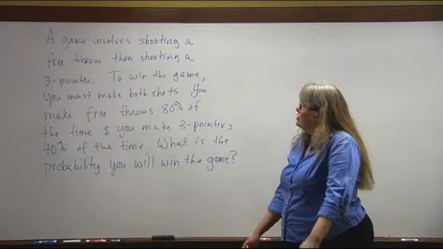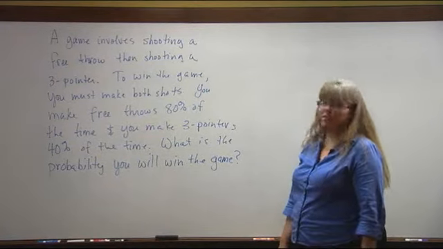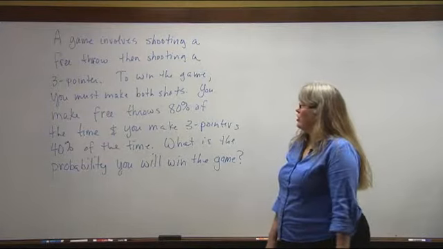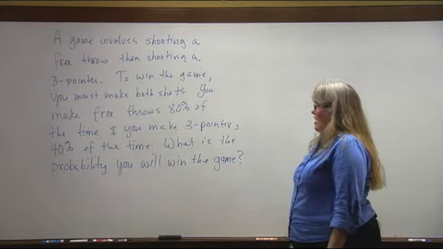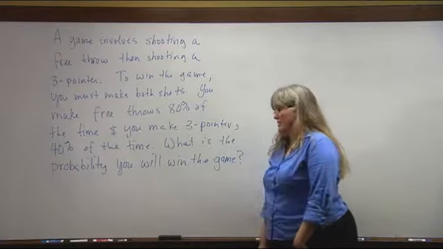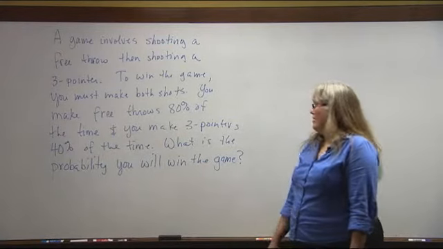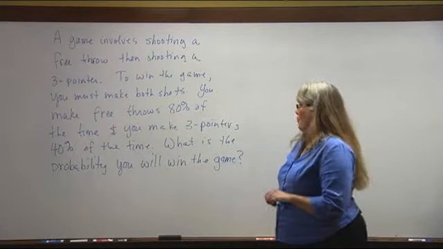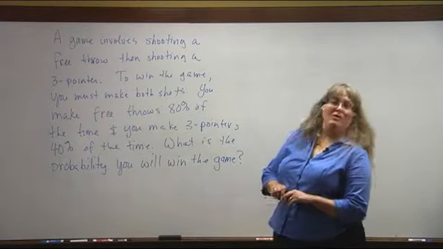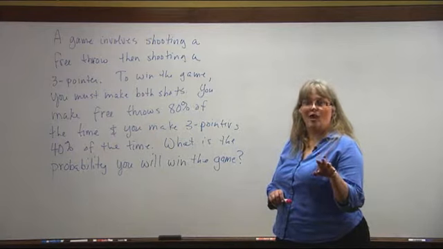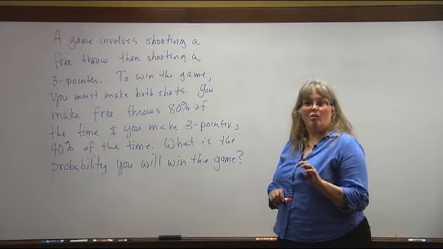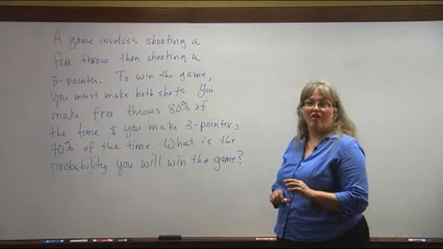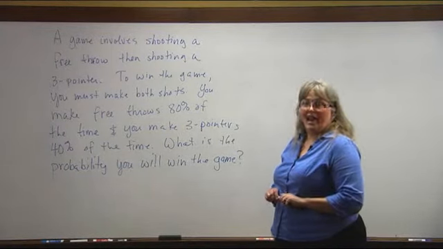A game involves shooting a free throw, then shooting a three-pointer. To win the game, you must make both shots. You make free throws 80% of the time, and you make three-pointers 40% of the time. What is the probability that you will win the game? Now, this is similar to the problem before where we were looking at the probability that we'll get a green square twice on the spinner. So the idea is we have to have both of these things occur in order to win the game.